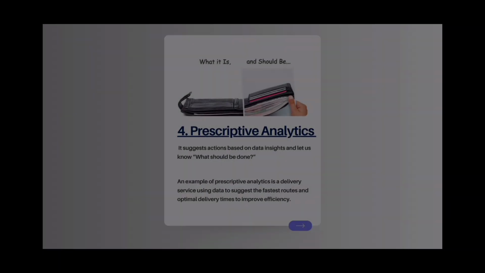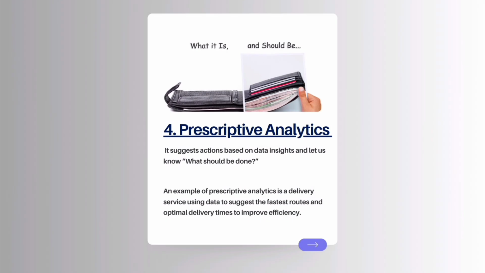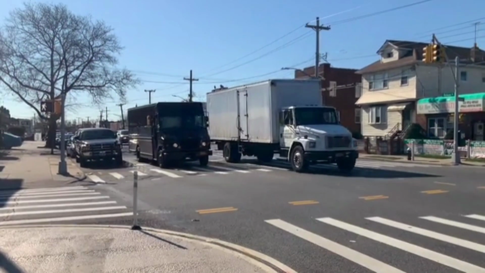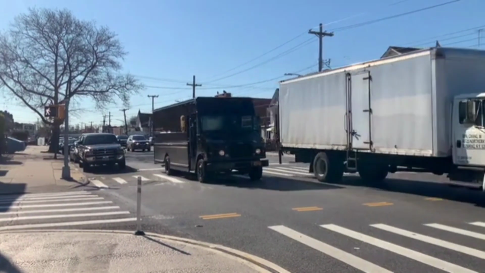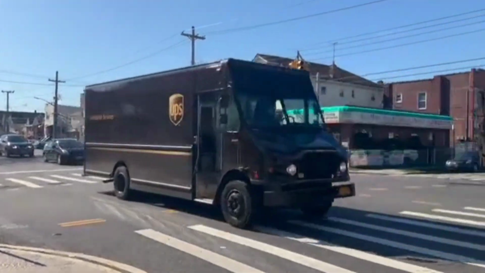The fourth one is Prescriptive Analytics. What does it do? Prescriptive Analytics provides recommendations on what should be done. It suggests actions to achieve a desired outcome or optimize processes. For example, supply chain optimization or a recommendation system that suggests products to the customer.